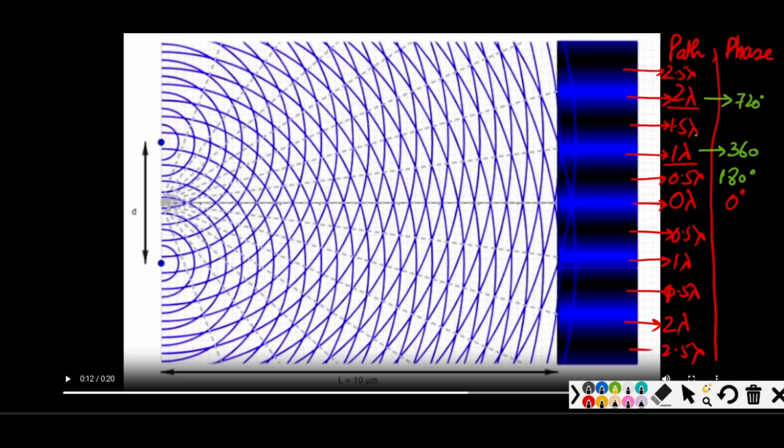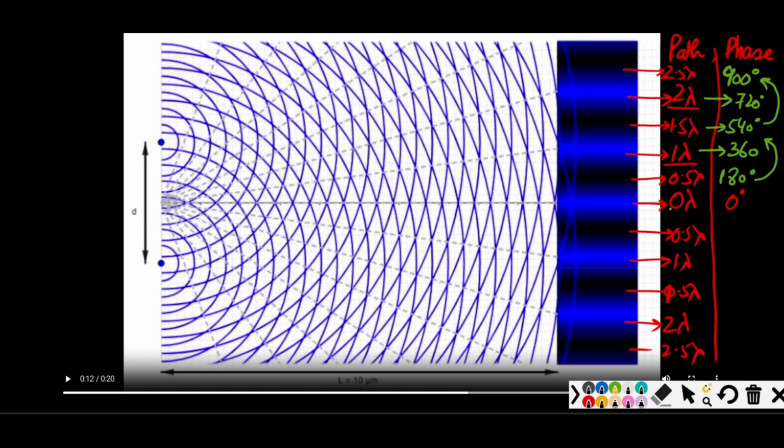Now, when you go to the next destructive interference, just simply add 360 to this 180, and after adding that, you get 540. So this is going to be a phase difference of 540 degrees. Again, add 360 to this, and you will get the next one. That will be 900 degrees.